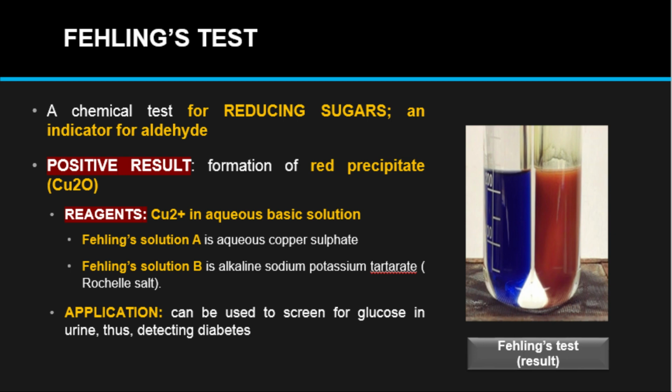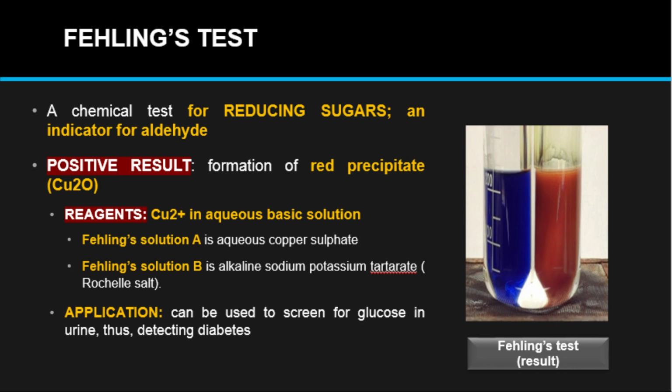An application is that it can be used to screen for glucose in urine, thus detecting diabetes. Ketones cannot be oxidized using Fehling's reagent. However, Fehling's test also reacts to ketones since they exist in chemical equilibrium with their corresponding aldoses in aqueous solution due to keto-enol tautomerism.